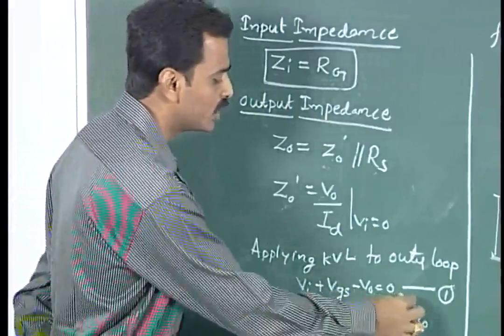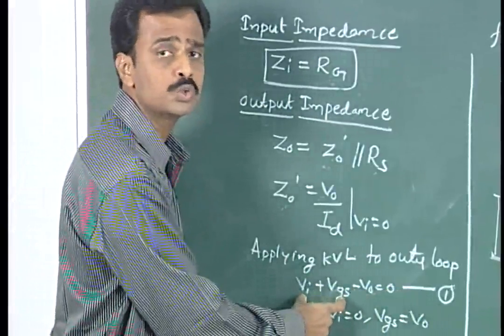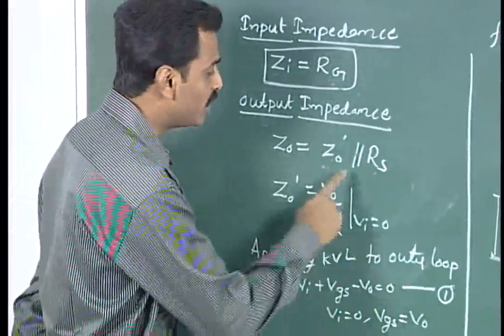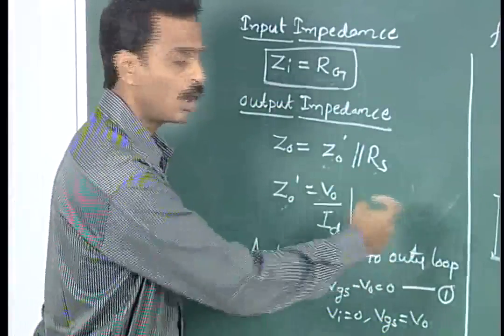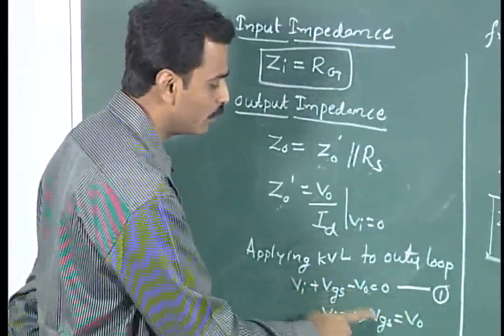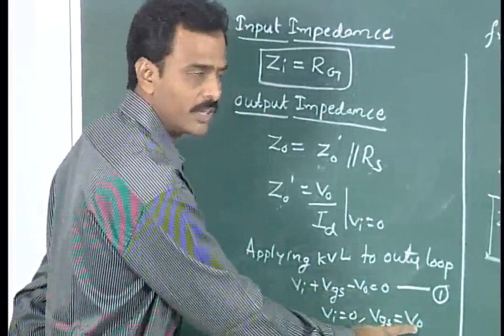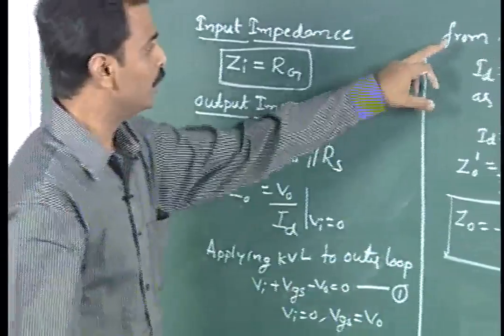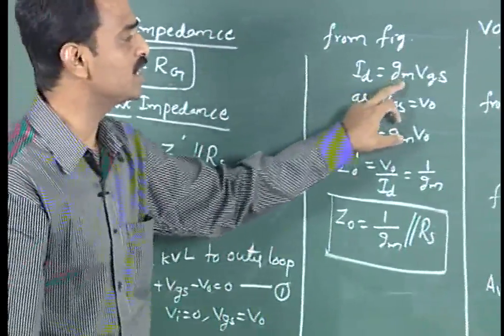The total output voltage will be equal to the sum of these two voltages. As Vi will be equal to 0 if you look from the outside, substituting Vi equal to 0, we will get Vgs equal to V0. Now from the figure we get ID equal to gm Vgs.